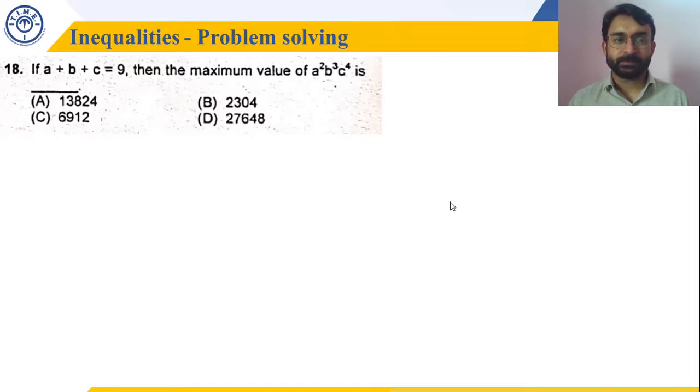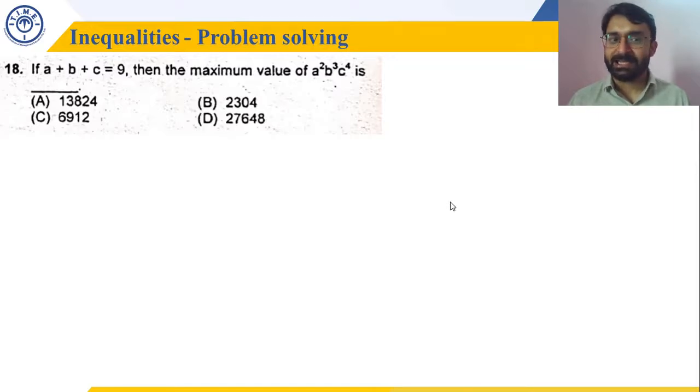Now if a plus b plus c is 9 and the question is asking for a square b cube c raised to power 4, I think it should be mentioned that a, b, c are positive real numbers. Sum is constant. The product has to be maximized. That has to be mentioned in the question.